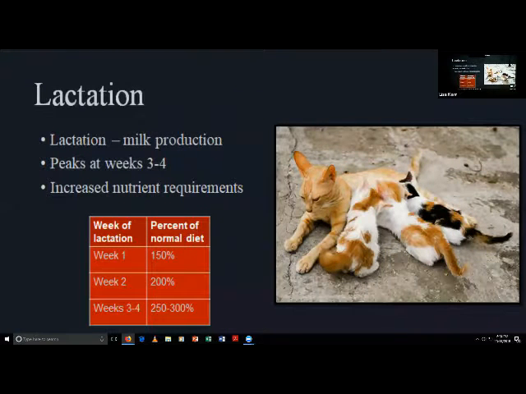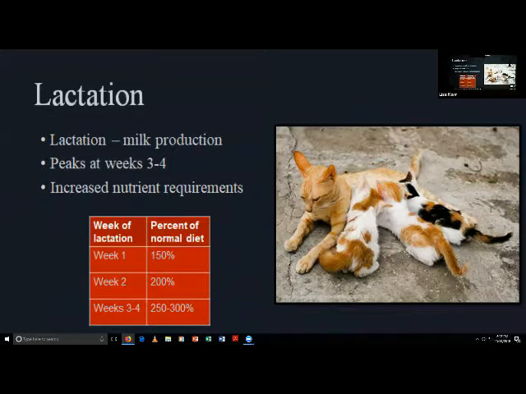All right, and lactation is a word that we use to describe milk production. A mother cat will produce the most milk for her kittens 3 to 4 weeks after they are born. And during this time, mothers have a much higher nutrient requirement that corresponds with how much milk they are producing. So it's kind of like maybe a human. They get a lot hungrier, and cats are no different. So they're just preparing to feed all those extra bodies.